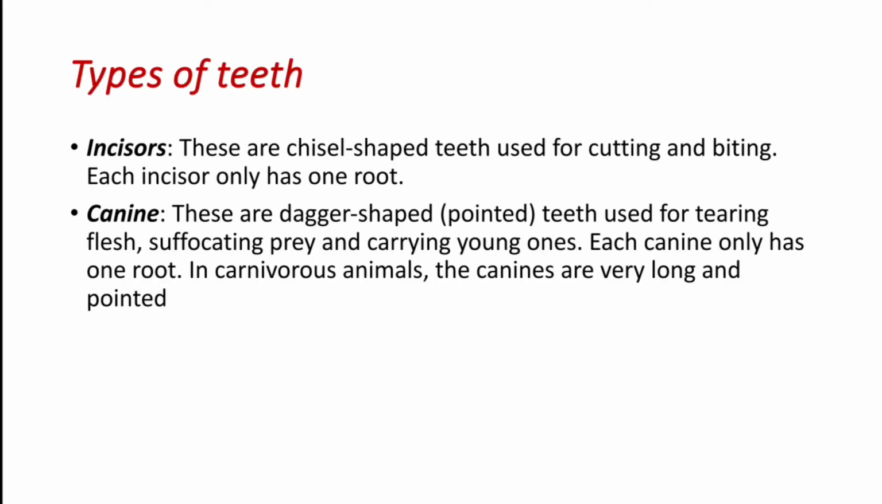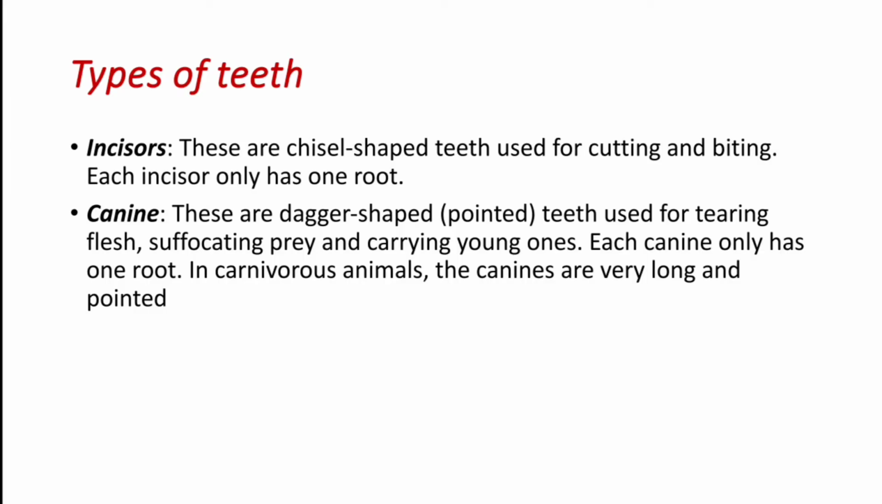So each canine only has one root. So the incisors and the canine, they have one root. You're going to understand what they mean when they say root. I will show you the diagrams, okay? But for now, know that the incisors and the canine, they've got one root. So in carnivorous animals, the canines are very long and pointed.